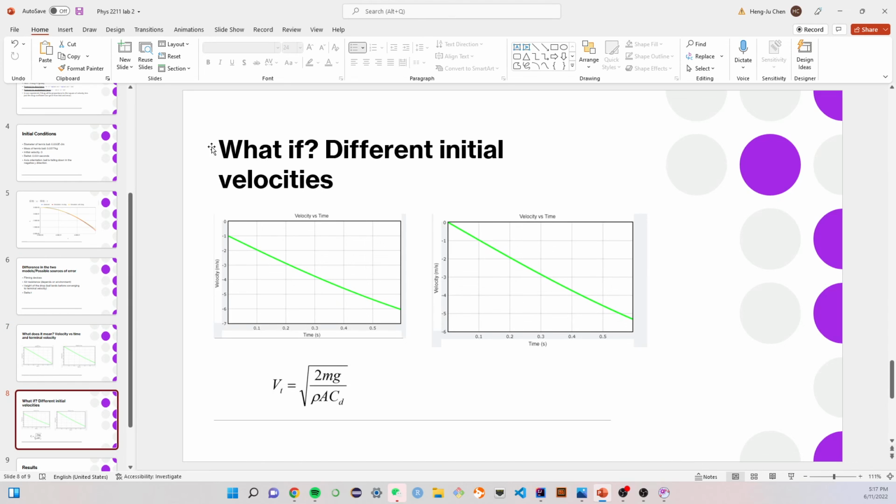So what if we put in a different initial velocity, and instead of it being zero, we give it a negative one to start off with. Since the formula for the terminal velocity doesn't depend on initial velocity, the terminal velocity will still stay the same. However, it will converge to the terminal velocity faster if we give it an initial push, as we can see here.